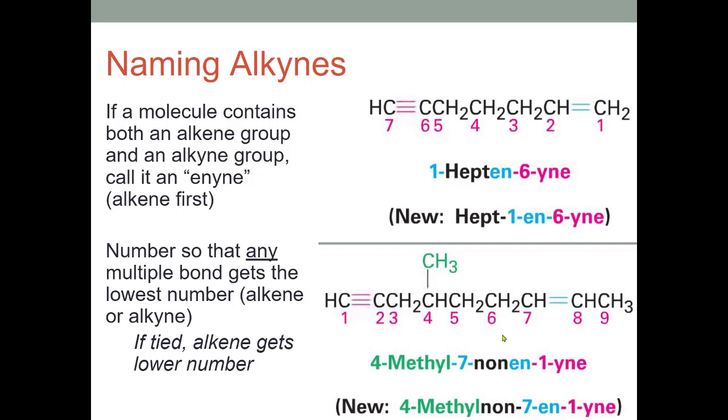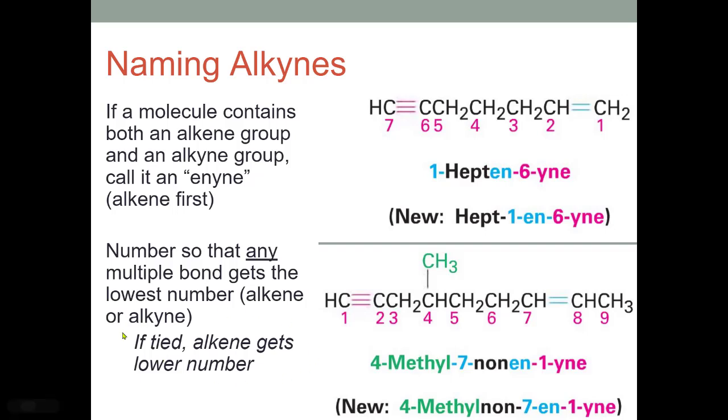In the bottom case, we have a 9-carbon molecule that gives us our non- base name for non-ene. However, if we number from the left, I get an unsaturation starting on carbon 1. If I number from the right, I get an unsaturation that would have started on carbon 2, right, if we had numbered this from the right. And now since I have a clear way to get a lower number, I'll number from the left. So I get a 1-yne in this case, and then the alkene ends up at position 7. Substituents are numbered as they need to be.